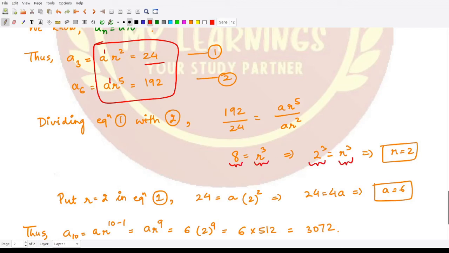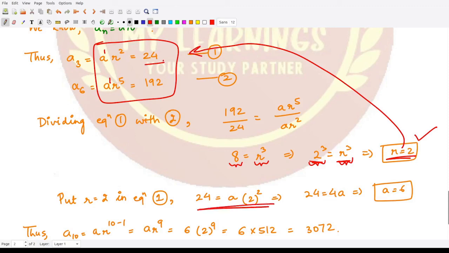Now because the powers are the same, the bases are also the same. So R is equal to 2 here. So we obtain the value of R. Now we have to calculate the value of A. So we can substitute this value in our equation number 1, so that we would have A into 2 square is equal to 24. 2 square is how much? 4. So 4A is equal to 24. That means the value of A comes out to be 6.